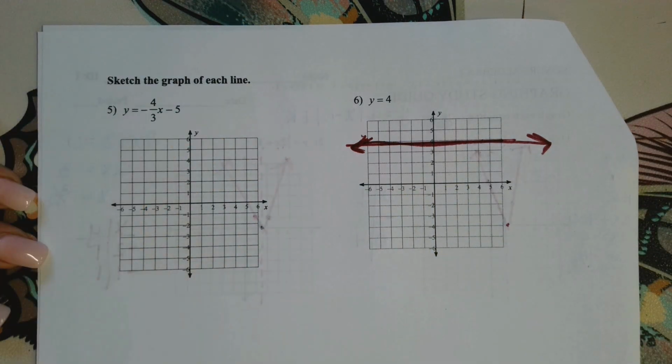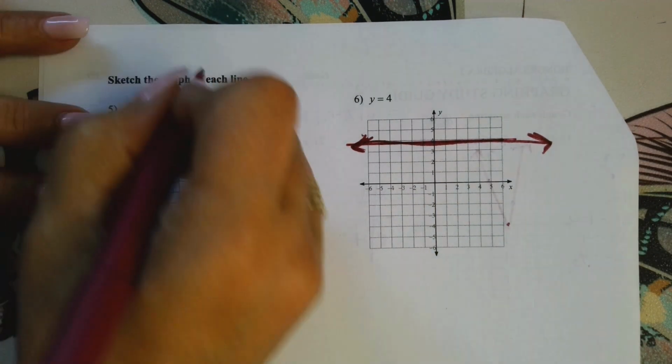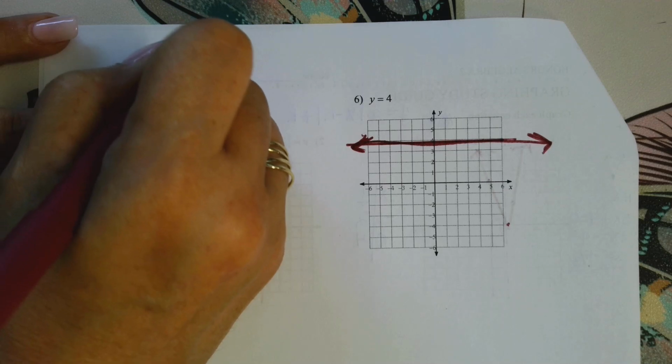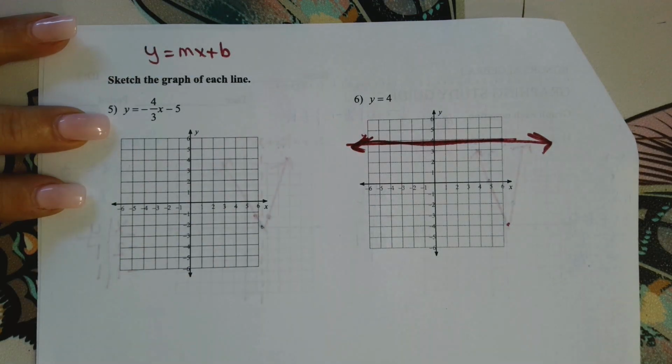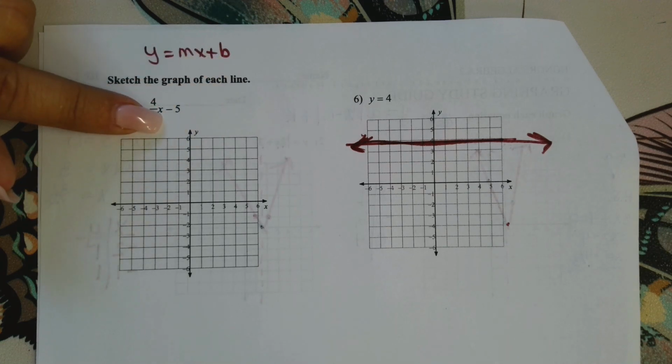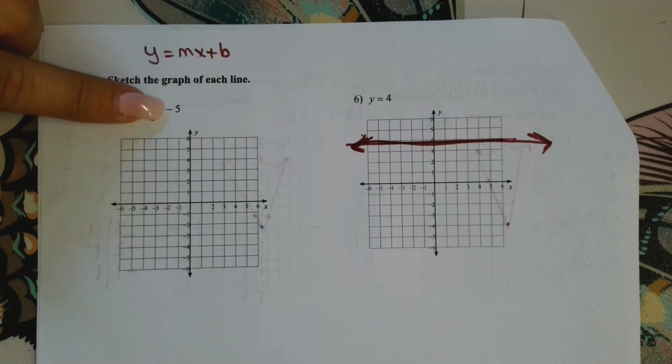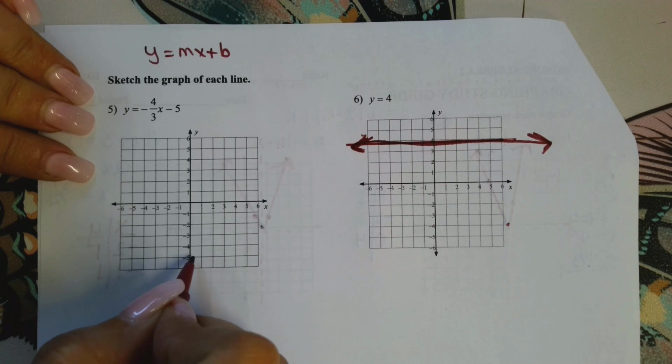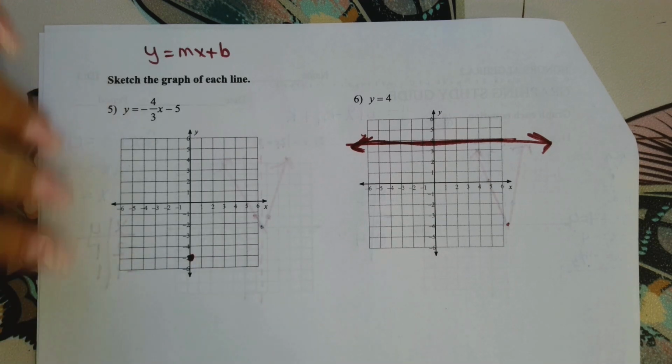All right, for this one, this is in y equals mx plus b form. That's slope-intercept form, where b is your intercept. So my intercept is at -5. That's where it's crossing the y-axis. When x is 0, y is -5.